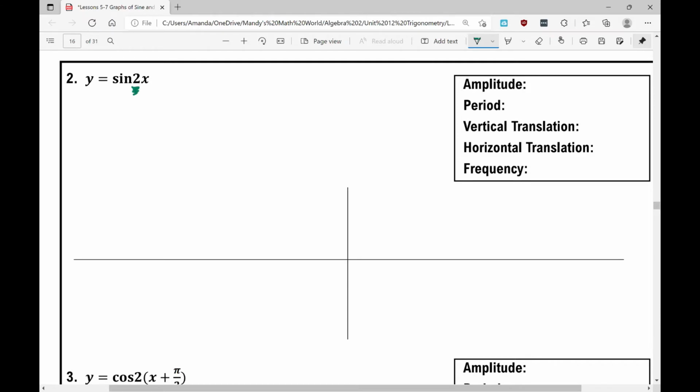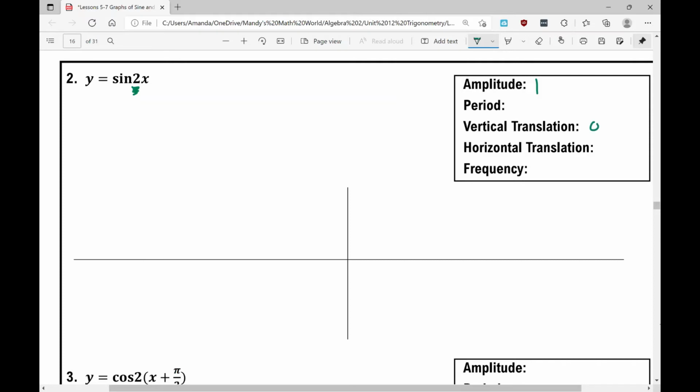That number in front of the x is going to change the period. It is the frequency, okay? So first, let's kind of go through this. Amplitude is 1, just like the sine parent function. We'll get back to the period. I'll show you how to do that.